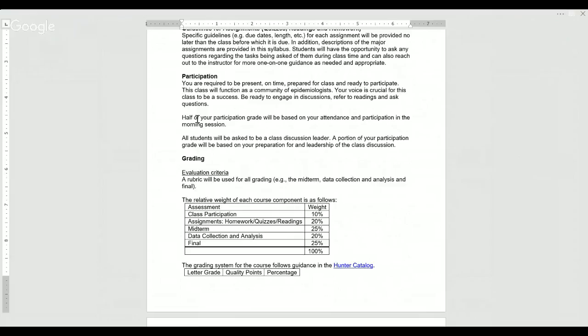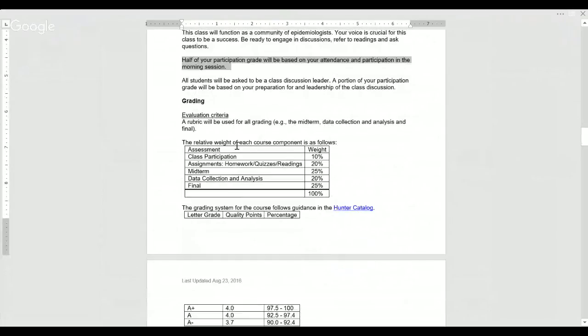At one point during the semester, you are going to be asked to be a class discussion leader. What happens when you're a class discussion leader is you're just in charge of walking your classmates through the articles that you had to read for the week. And a portion of your participation grade will be based on your preparation for and leadership of the class discussion. So this sentence right here, I'm going to go ahead and remove from the next update of this syllabus. This sentence that says your participation grade will be based on the morning session, that's not applicable to this class.